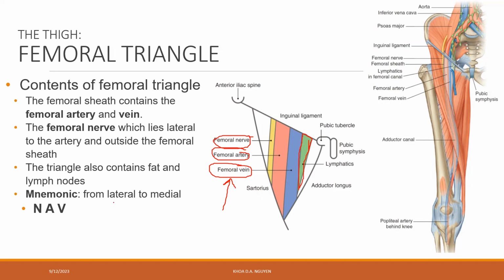That mnemonic is from lateral to medial. This is very important, guys, because it goes from lateral to medial right here. Like here, lateral, medial, right? This is lateral, this is medial. And from lateral to medial, you have what? Number one is the nerve, N. Number two is the artery, A. And number three is the vein, that is V. And therefore you got NAV. NAV is the mnemonic from lateral to medial that is in the femoral triangle. This is something that you really need to know. Remember that mnemonic and you should be good.